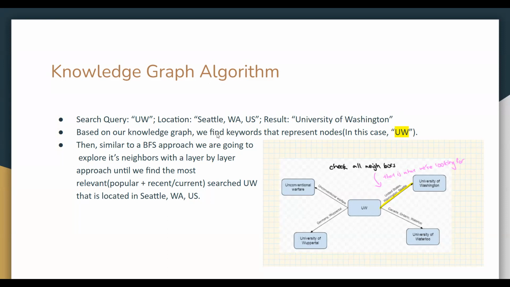Then similar to a BFS approach, we are going to explore its neighbors with a layer by layer approach until we find the most relevant, which is the popular plus recent / current search UW that is located in Seattle, Washington, US. So here I have the knowledge graph. This is a rough diagram again. You explore all its neighbors and you find the most relevant one. As you can see, this is the most relevant one because it's in the United States, Washington, and Seattle. So this is what we're looking for, and we would return the node University of Washington.